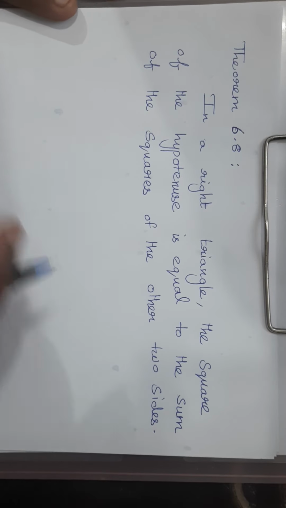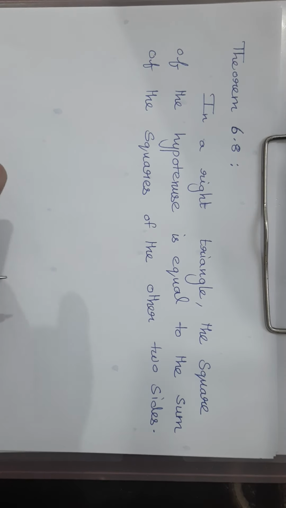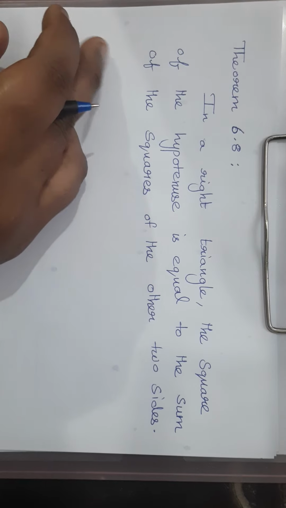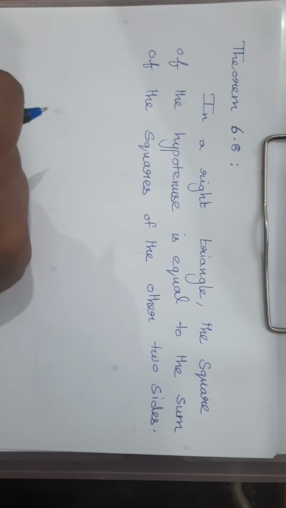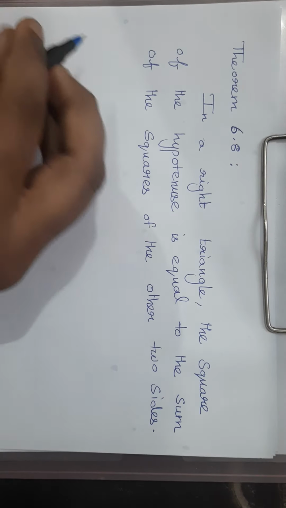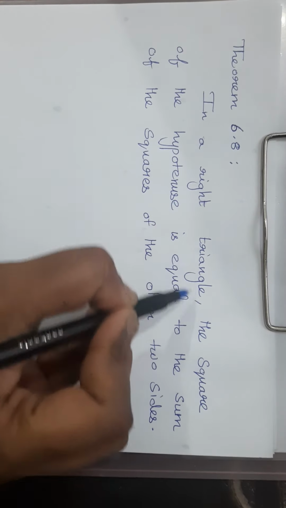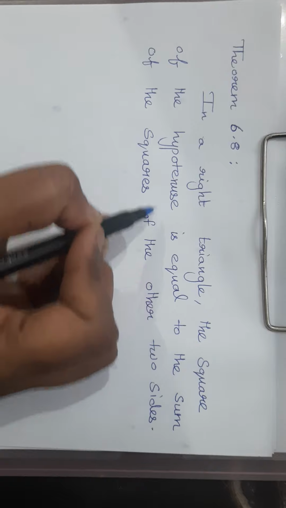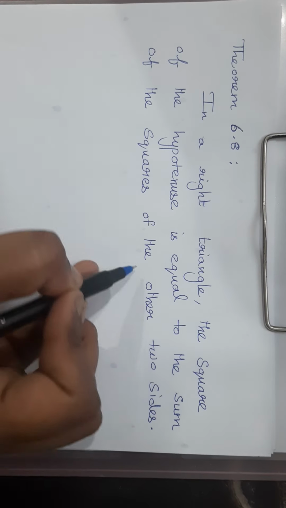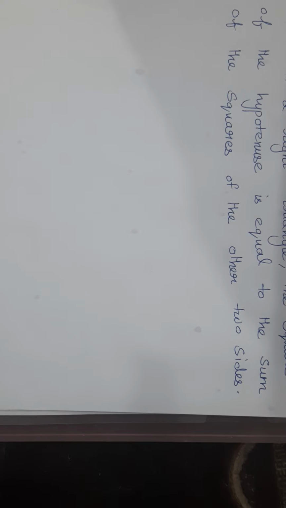Good morning, children. The next concept, chapter Triangles, theorem number 6.8. This theorem is otherwise called the Pythagoras theorem. That means, in a right angle triangle, the square of the hypotenuse is equal to the sum of the squares of the other two sides. First, we will see the diagram.